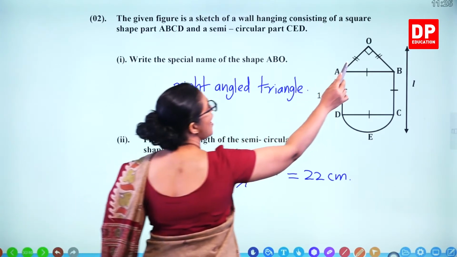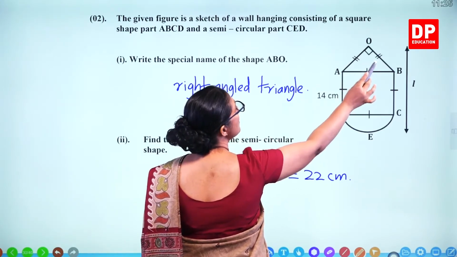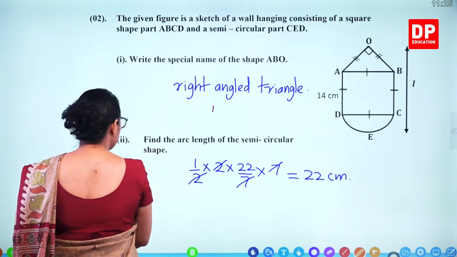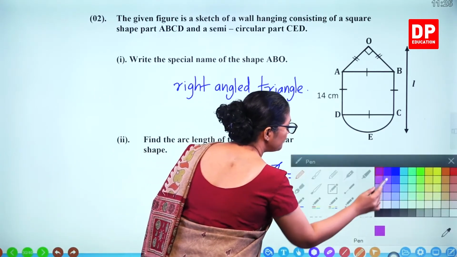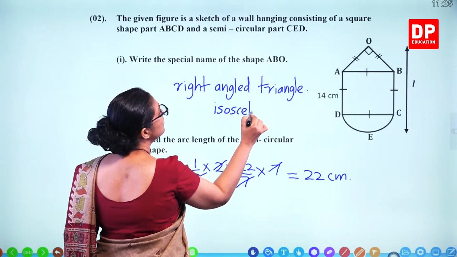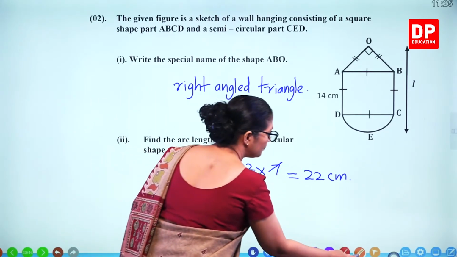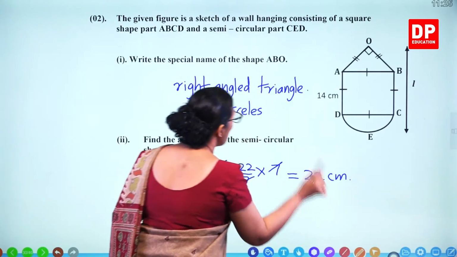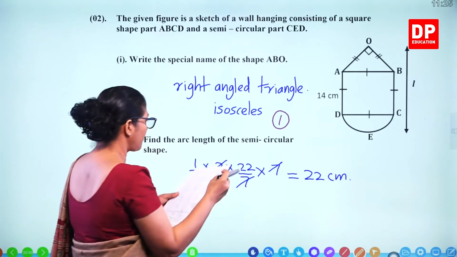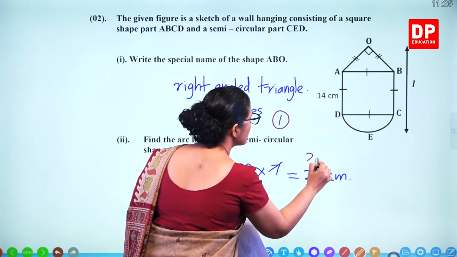Here we can write isosceles as well. Here these two lengths are equal. Right angled isosceles triangle. So 1 mark for that. And 22, that's 2 marks.